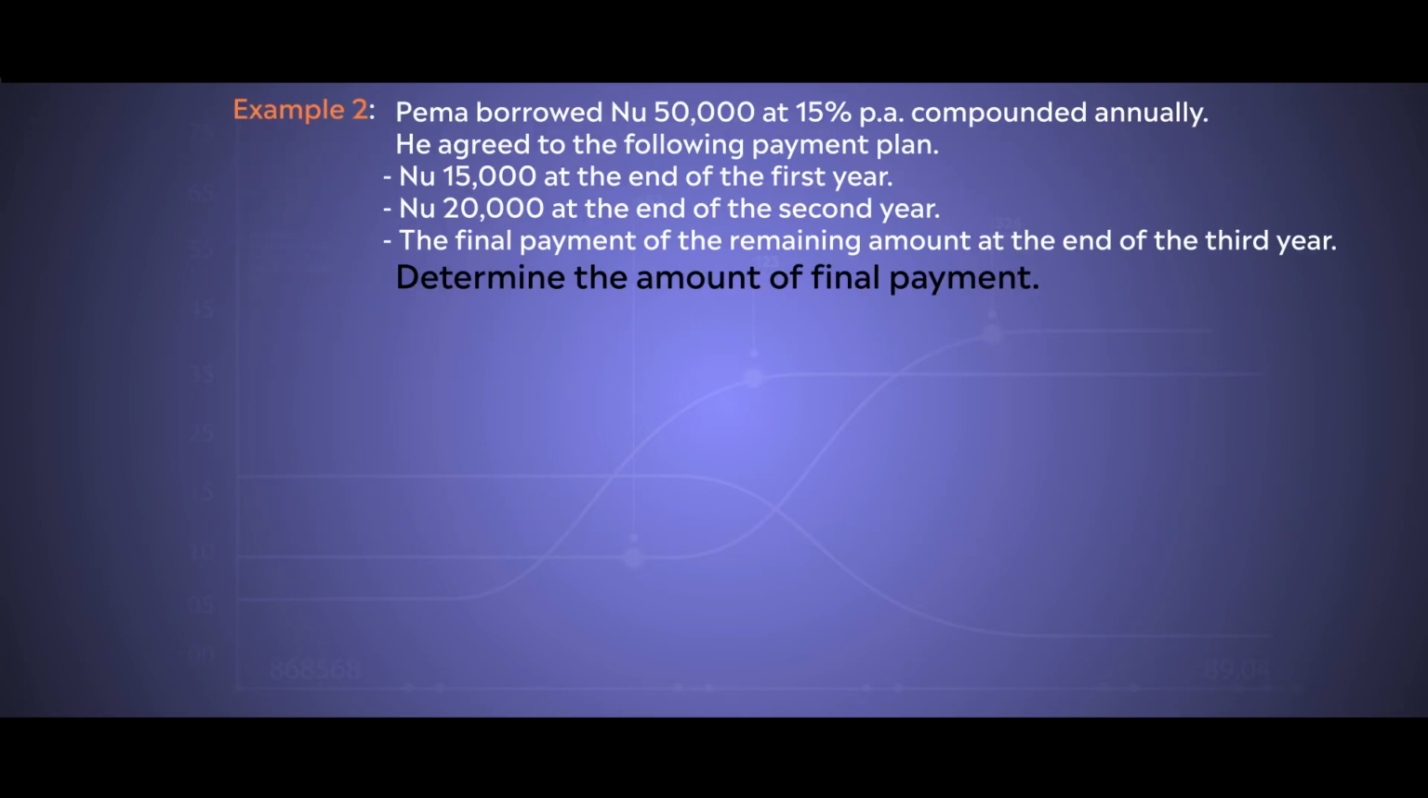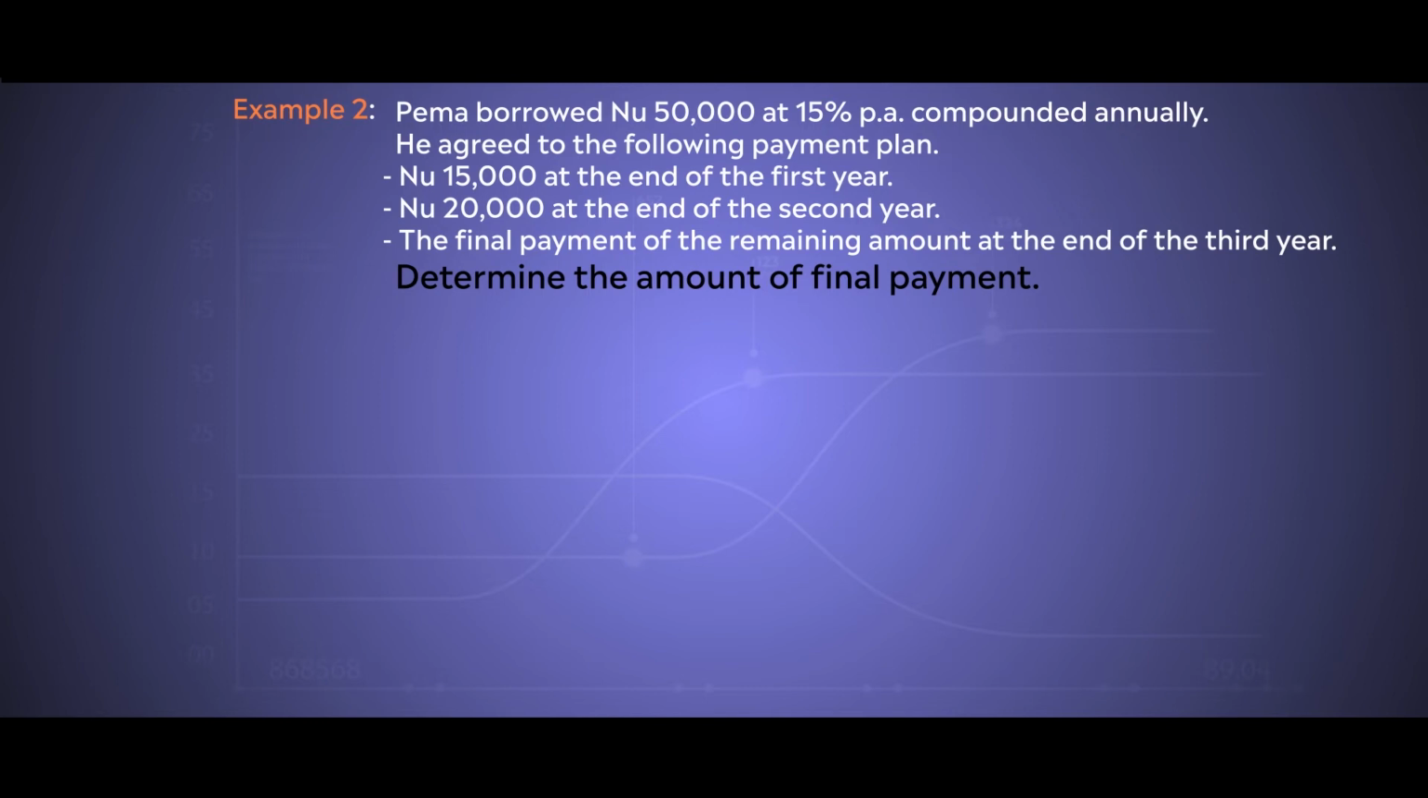Example number 2. Pema borrowed Nu 50,000 from Tshering at 15% per annum, compounded annually. He agreed to the following payment plan. Nu 15,000 at the end of the first year, Nu 20,000 at the end of the second year, and the final payment of the remaining amount at the end of the third year. Determine the amount of the final payment.